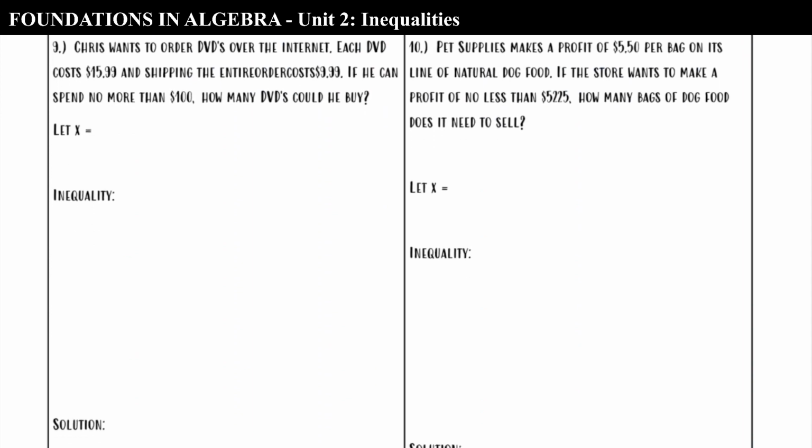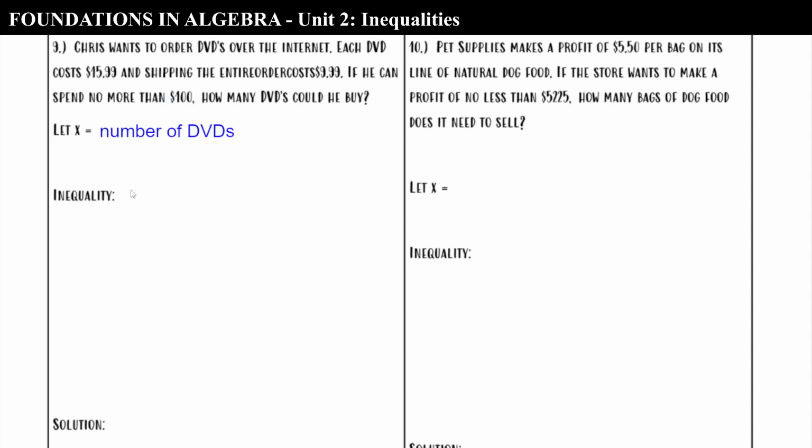Example 9, Chris wants to order DVDs over the internet. Each DVD costs $15.99 and shipping the entire order costs $9.99. If he can spend no more than $100, how many DVDs could he buy? So we're going to let X be the number of DVDs, to see how many he can buy. So let's set up our inequality.